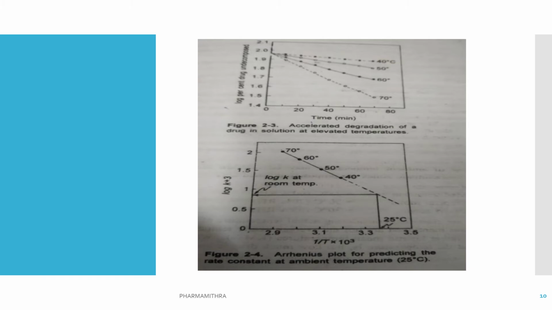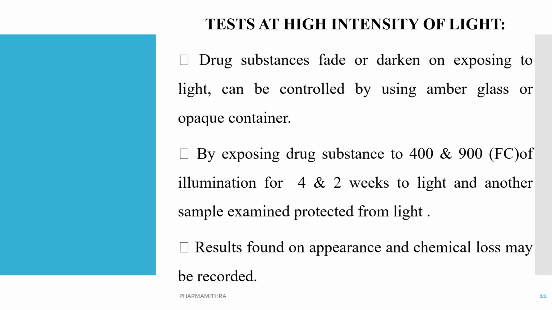So this is what we discussed earlier, the Arrhenius plot. First is the accelerated degradation, that is, during different time intervals or different minutes we can see a decomposition rate. This is the accelerated degradation of a drug in solution by increasing the temperature. We start the experiment at 40 and increase to 70 degrees Celsius during particular minutes. What is the pattern? The same thing we can use with the help of the Arrhenius plot. Using the Arrhenius plot, we try to predict the rate constant at ambient temperature, that is at 25 degrees Celsius.